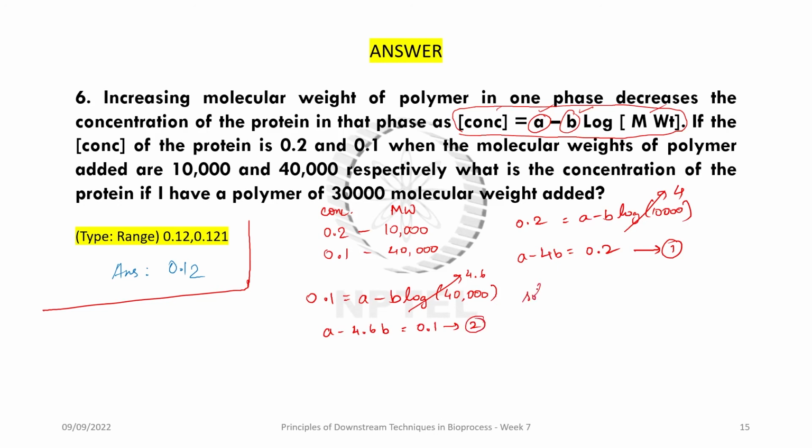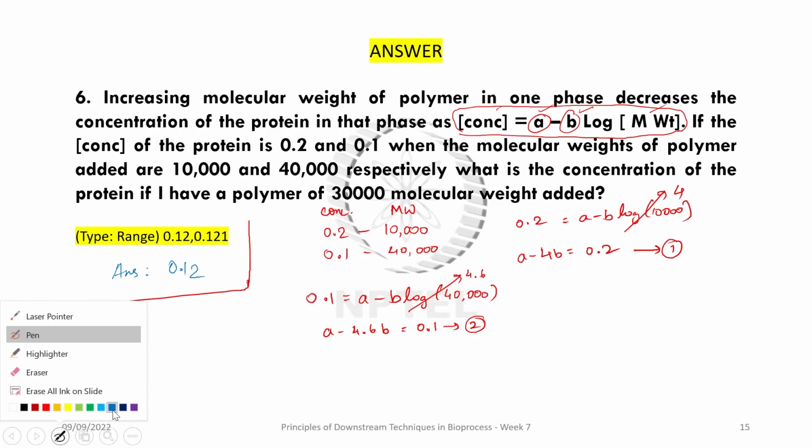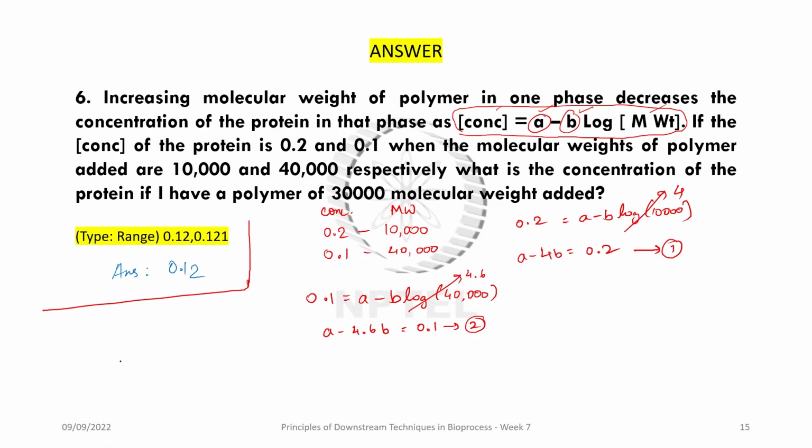So I'm solving. Let me go to the next line so you don't get confused again. Equations 1 and 2: A minus 4B is equal to 0.2. A minus 4.6B is equal to 0.1. If you are confused with B looking like 6, I'll write it again.